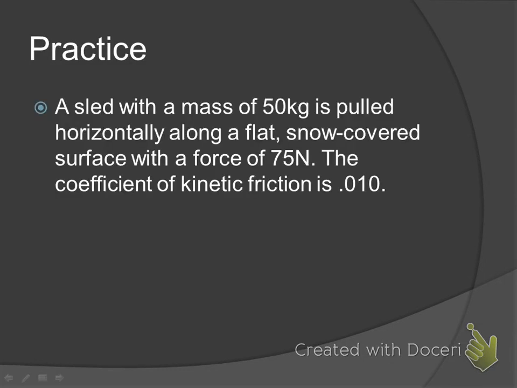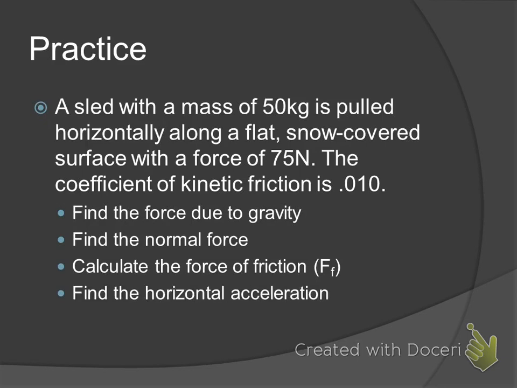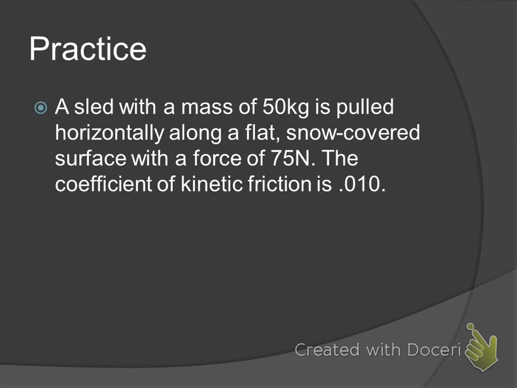Okay, let's try one here. A sled has a mass of 50 kilograms, is pulled horizontally along a flat snow-covered surface with a force of 75 newtons. The coefficient of kinetic friction is 0.010. Our goal is going to be to find the acceleration. I kind of walked you through the several steps it's going to take to get there, but I want to just look at the actual final part, which is the acceleration. It's a lot of steps, but it'll get there.